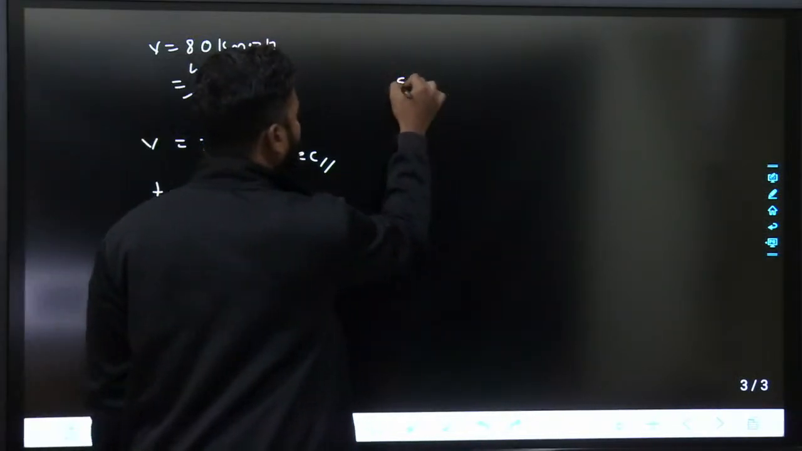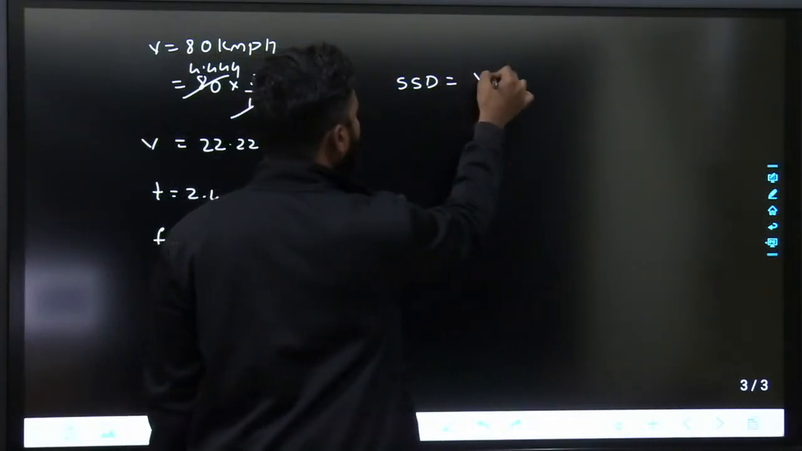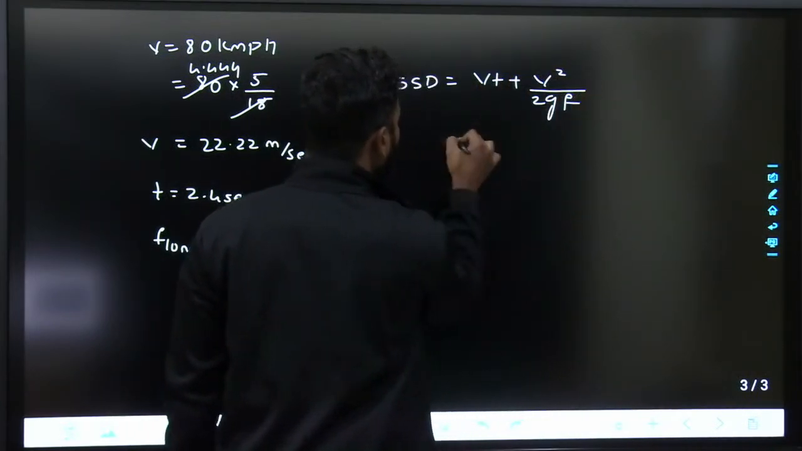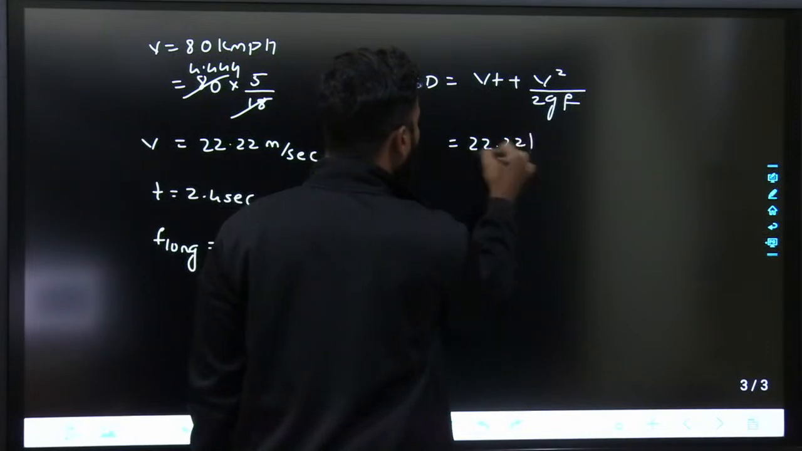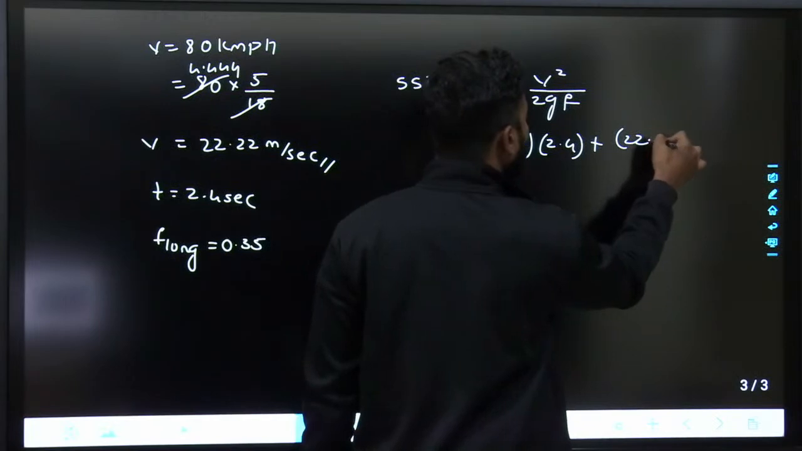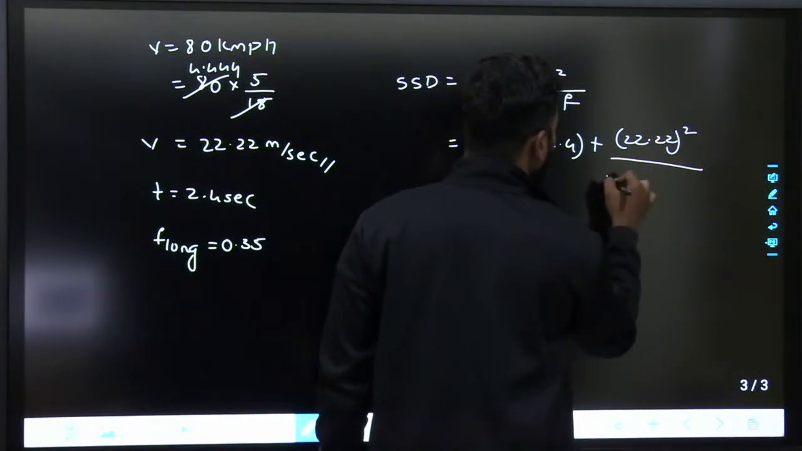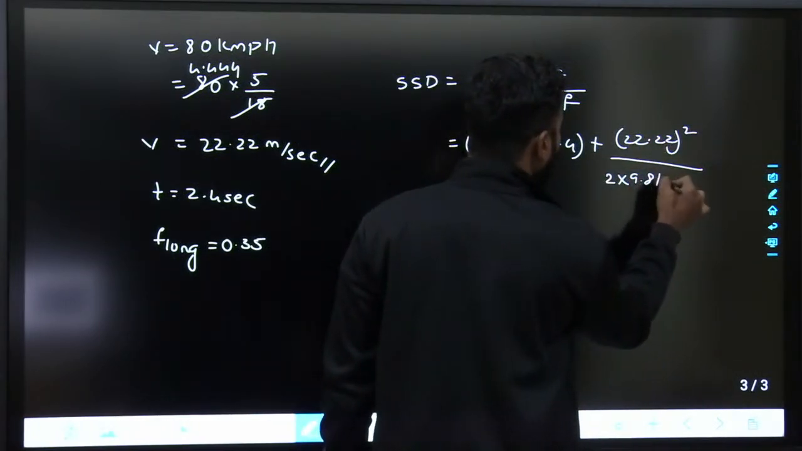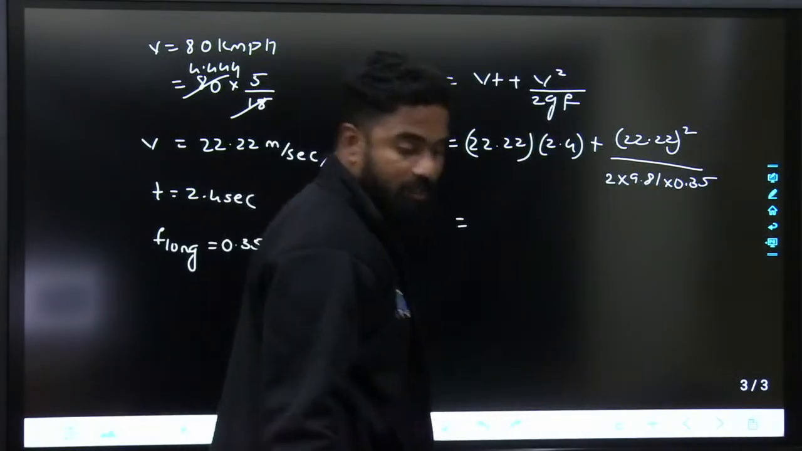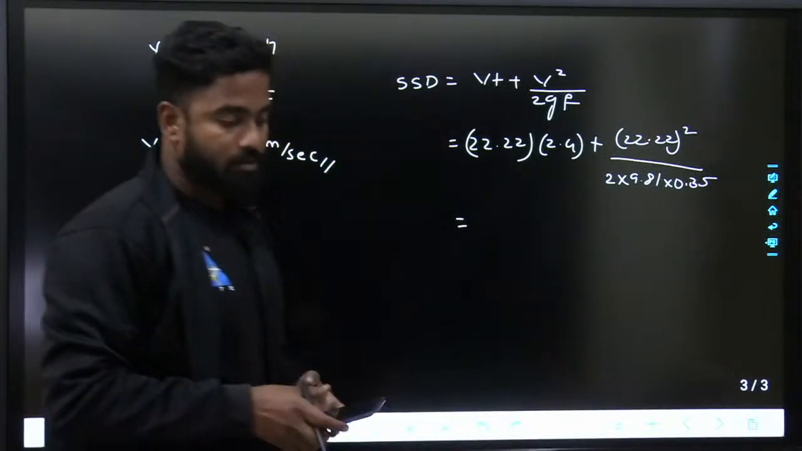Now SSD would be equal to Vt plus V square upon 2gf, a direct application of the formula: 22.22 multiplied with 2.4 plus 22.22 whole square upon 2 multiplied with 9.81 multiplied with 0.35. So the value would be, what is the answer? What is the answer you are getting?